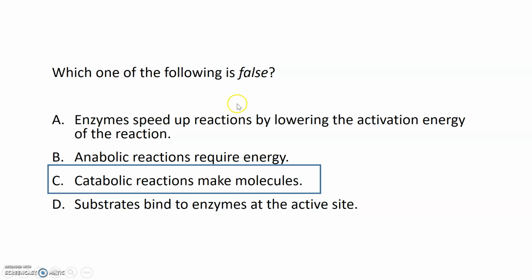Okay, and so the correct answer is C. This is the false statement. Catabolic reactions break down molecules rather than make them. But it is true that enzymes can speed up reactions by lowering their activation energy. It's true that anabolic reactions, the ones that make molecules, require an energy input. And it's true that substrates bind to their enzymes at the active site. And so the only one that's false is C.